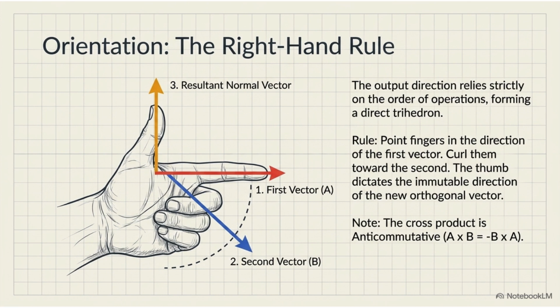The right-hand rule. To use the right-hand rule, point your fingers along vector A, then rotate them toward vector B. Your thumb points in the direction of A cross B.